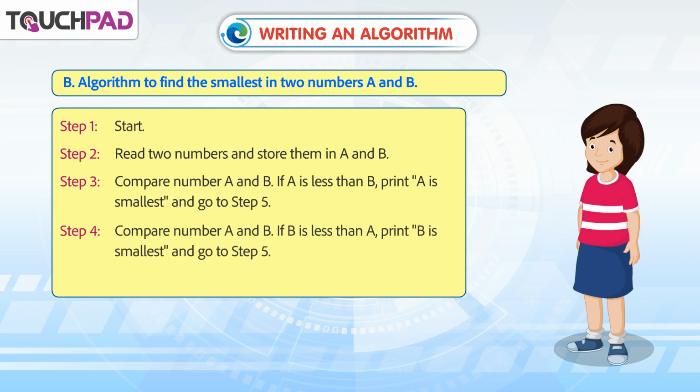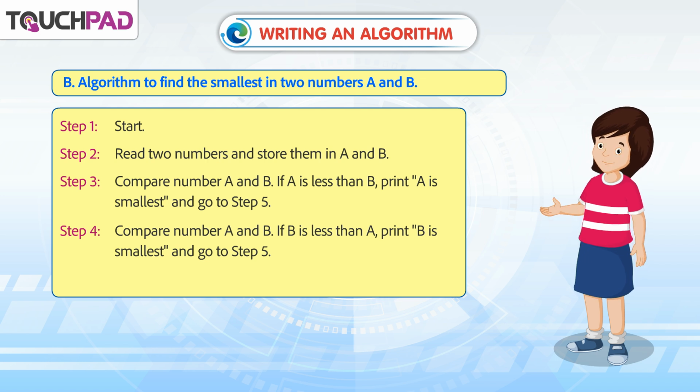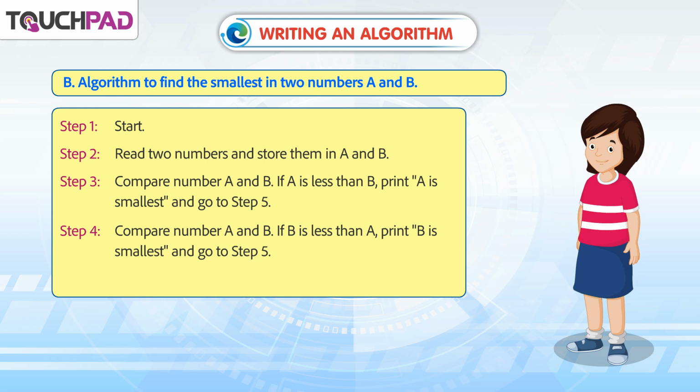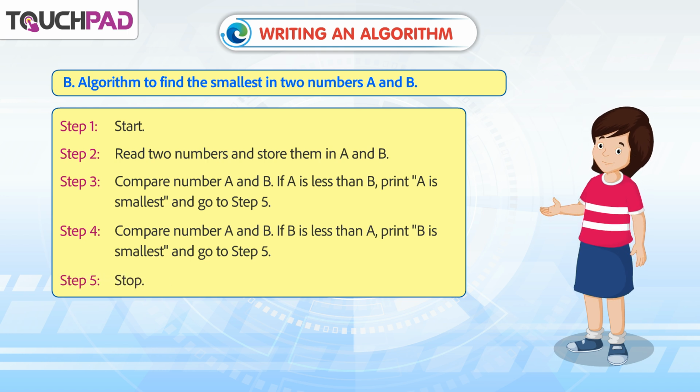Step 4. Compare number A and B. If B is less than A, print B is smallest and go to step 5. Step 5. Stop.